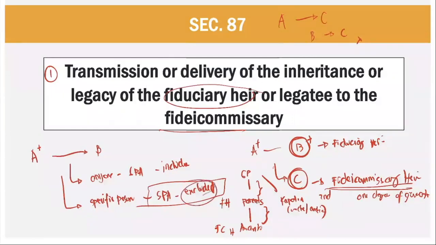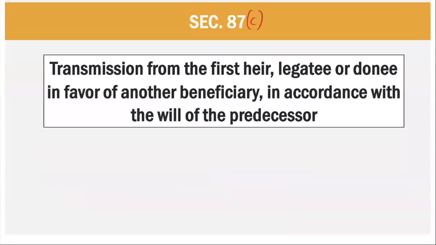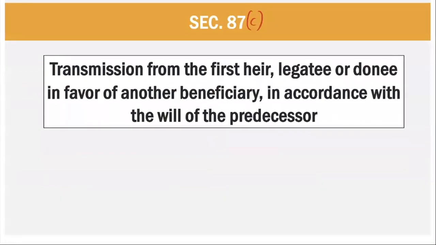Special power of appointment. Alam niyo naman na yan, it is excluded. We just need to know what is fiduciary and fideicommissary for us to properly understand this special power of appointment. Okay, as a rule, GPA include, SPA exclude. Example of SPA, this one, under section 87, letter B. This is 87B. We go now to section 87C, transmission from first heir, legatee, or donee in favor of another beneficiary in accordance with the will of the predecessor. Okay. So, andito na naman tayo sa will of the predecessor. Anong meron pagka may will of predecessor na transfer?